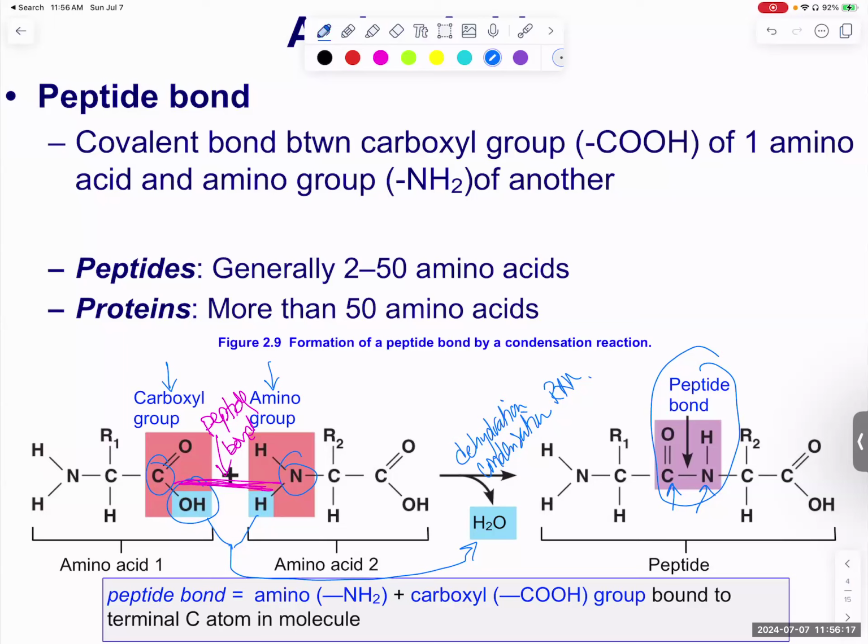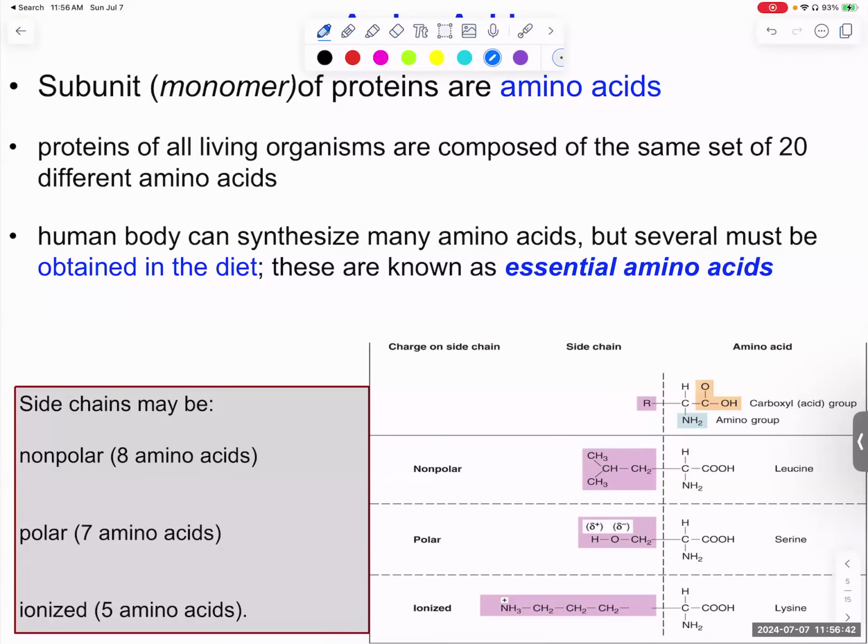Now, if you have less than 50 amino acids, it's called a peptide. If you have more than 50 amino acids, I'm getting sloppy, it equals a protein. So that's just nomenclature. So again, the monomers or subunits of proteins are the amino acids. And each one of these amino acids have different side chains, which is the R group, or also known as functional groups. So a lot of different names, right, for those. Some are polar, some are nonpolar, some are ionized, right? They're positive or negative. They have one or more electrons or one or less electrons.